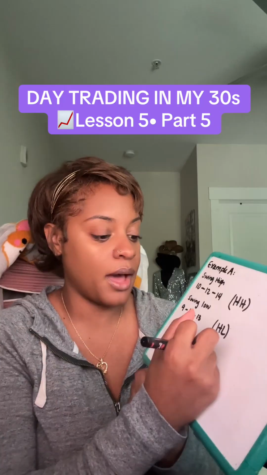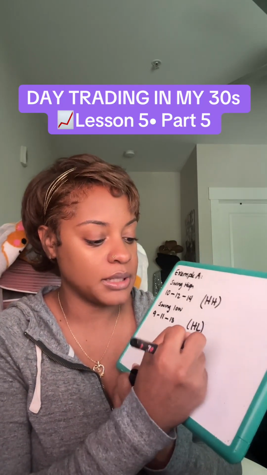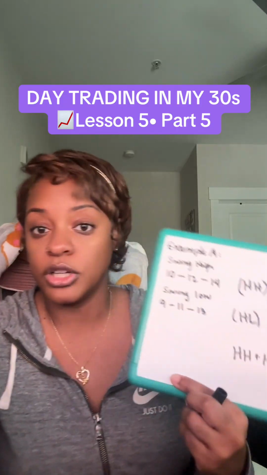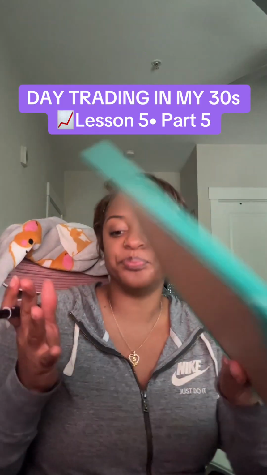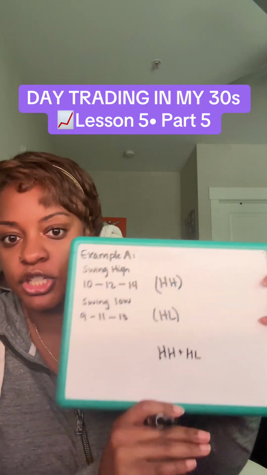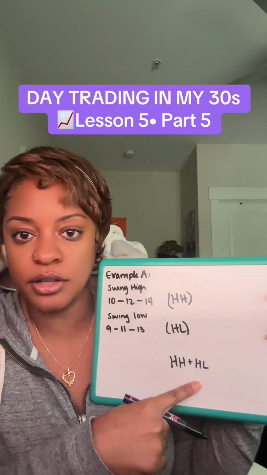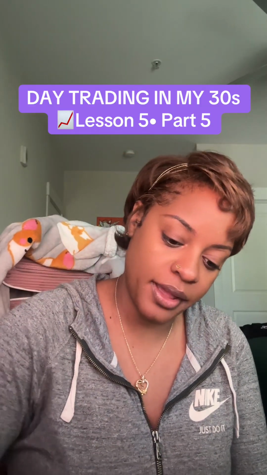And what did I say about higher highs plus higher lows? What trend is that? An uptrend. This is an example of an uptrend because you have higher highs and higher lows. All right. That's example A.